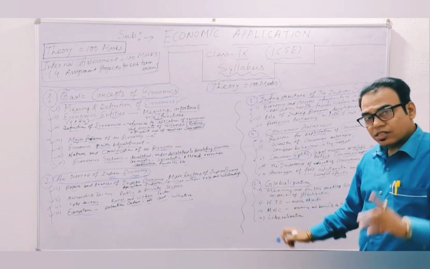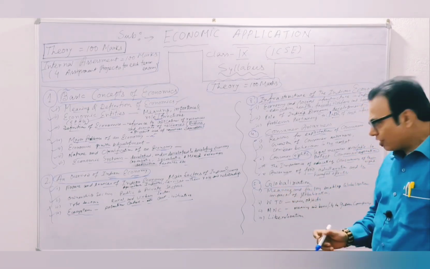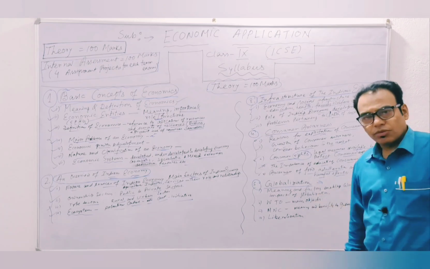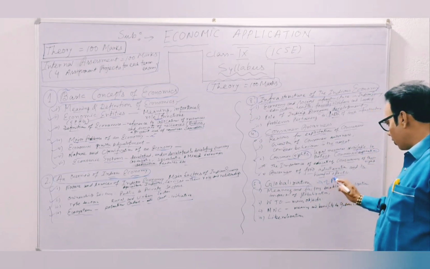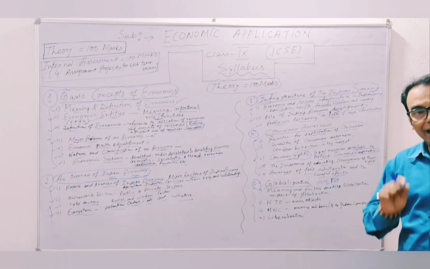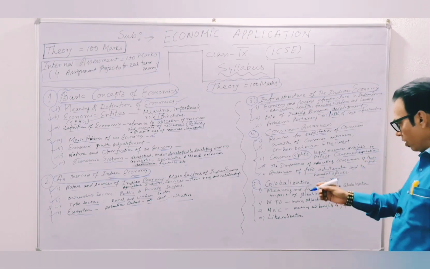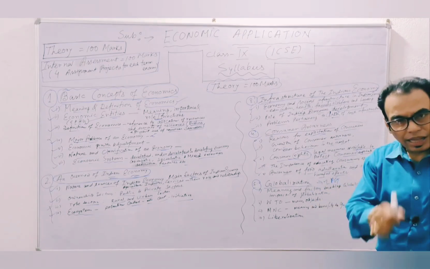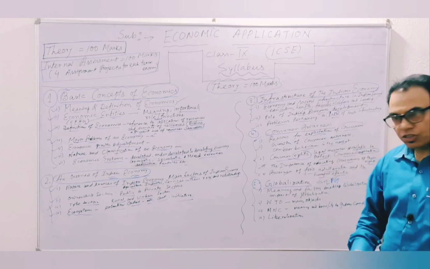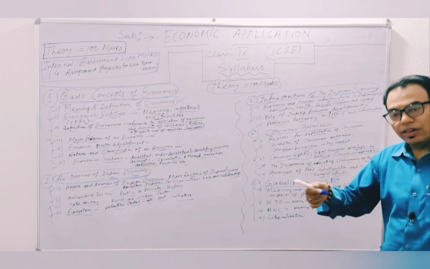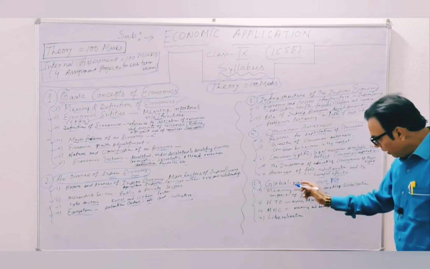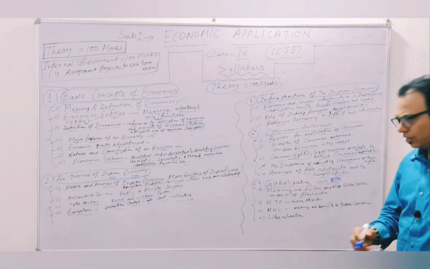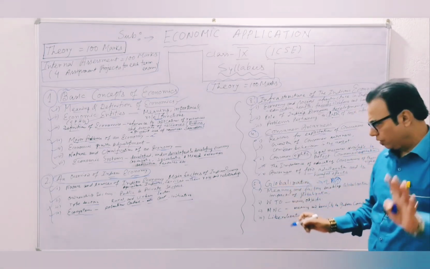Okay, now the last topic is globalization. Actually, this is in class 11-12. We'll know the LPG: liberalization, privatization, globalization. LPG, not the LPG gas. Here the L means liberalization, P means privatization, G means globalization. You will get this in class 11-12. But here only the G is given, only globalization.